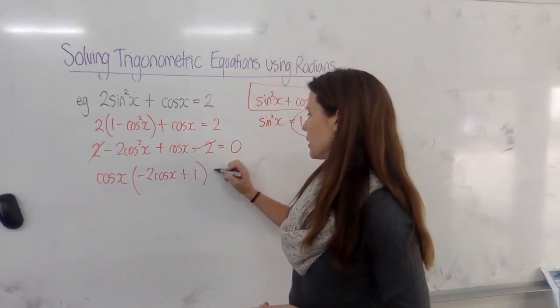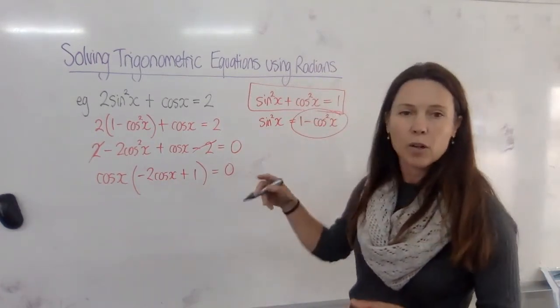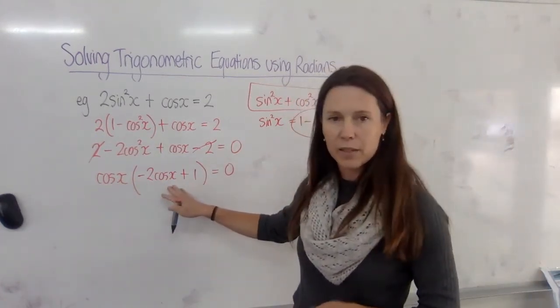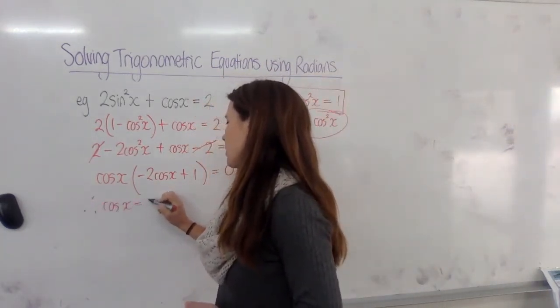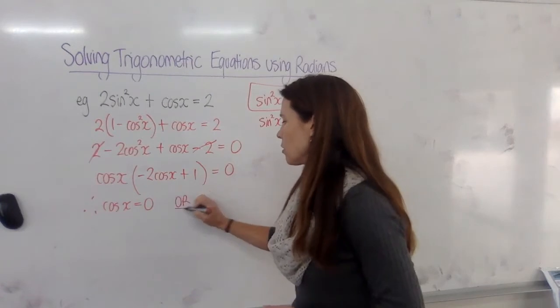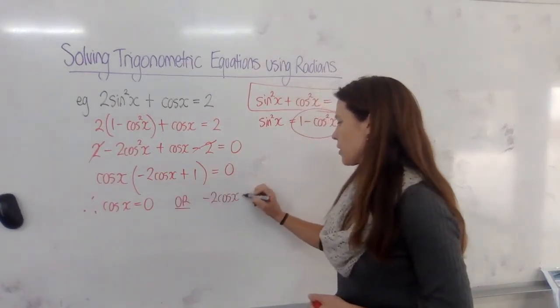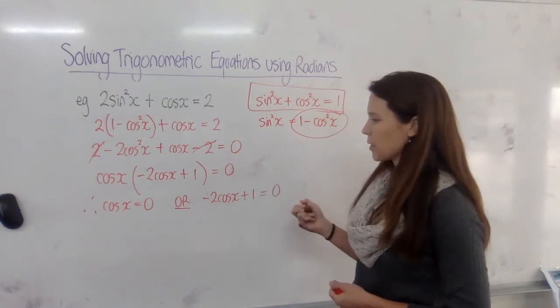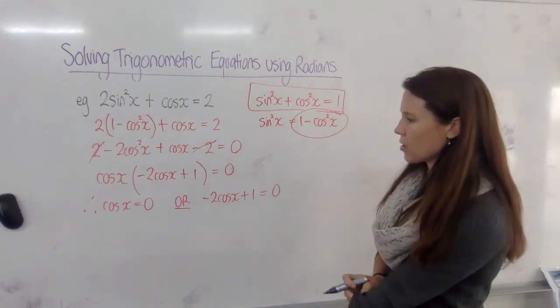plus 1 equals 0. Now, if something times something equals 0, one of these parts must have been 0. So I can say, therefore, cos x equals 0, or this part, minus 2 cos x plus 1 equals 0. Now I've got two parts to solve, so I've basically got two trig equations to solve.